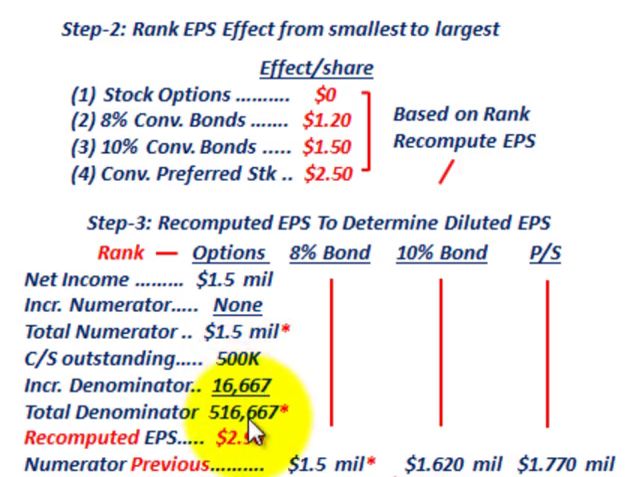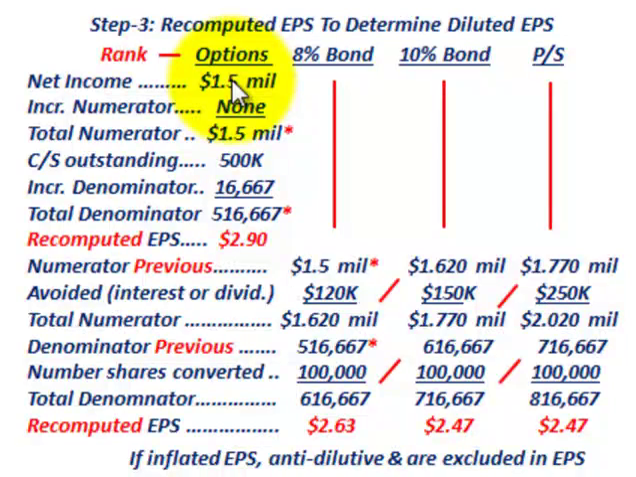So what we have to do is determine the earnings per share. That's really the net income for the year divided by the total shares of common stock outstanding after the conversion. So for our net income, let's look at our options. We started out with $1.5 million, and nothing in our numerator was affected by these options. So our total numerator is $1.5 million. Common stock outstanding, we just say was 500,000, and then our incremental denominator effect.